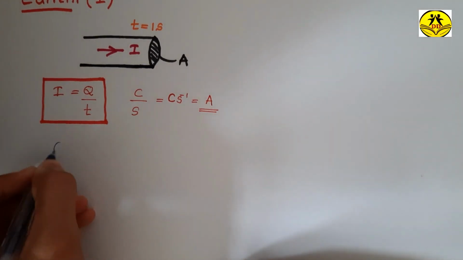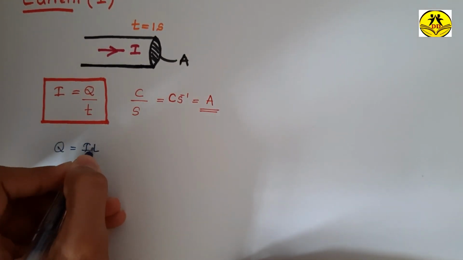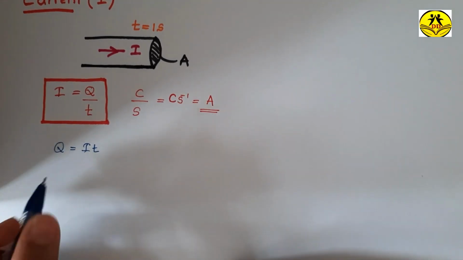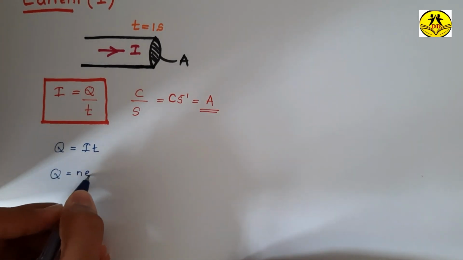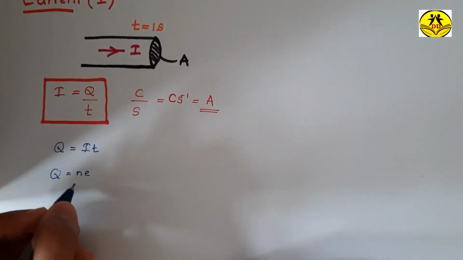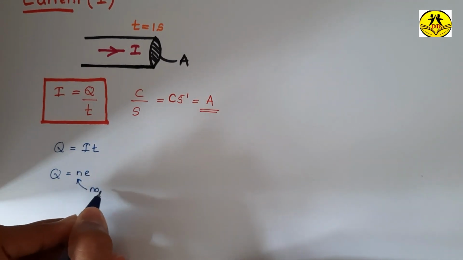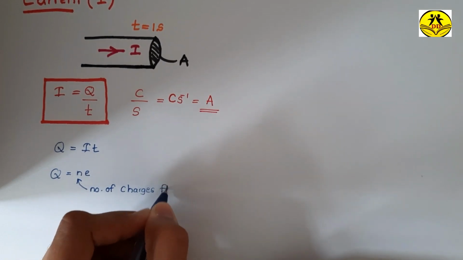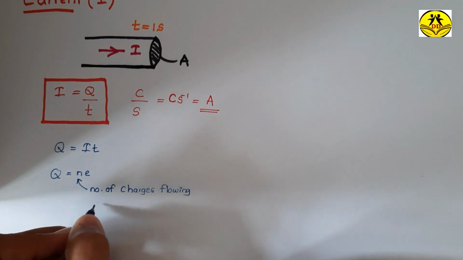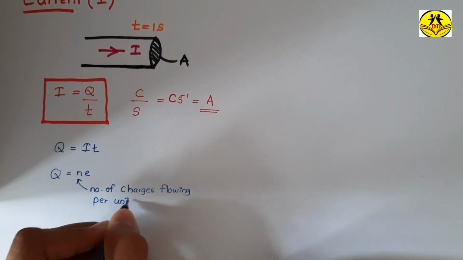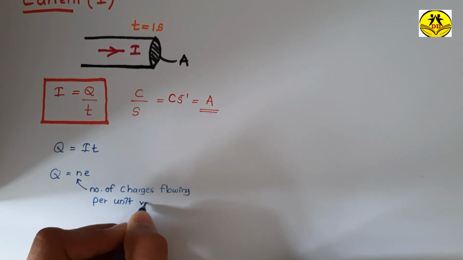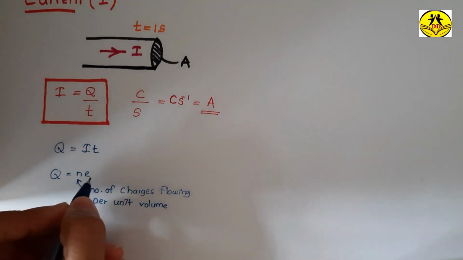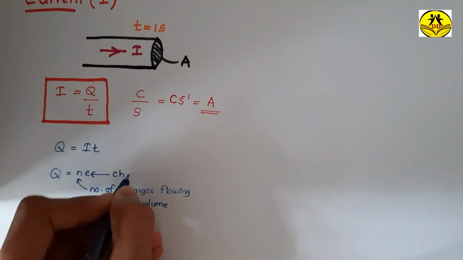So here Q can be written as IT. Q is the amount of charge. Also Q can be written as NE. What is N here? N is the number of charges flowing per unit volume. What is E here? E here is the charge of an electron.